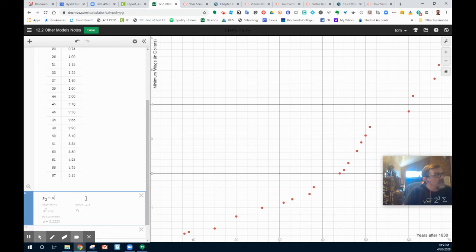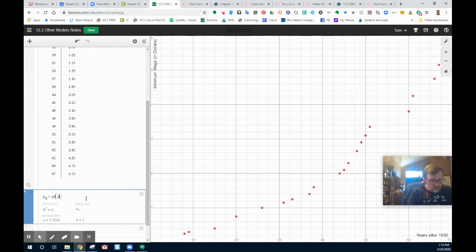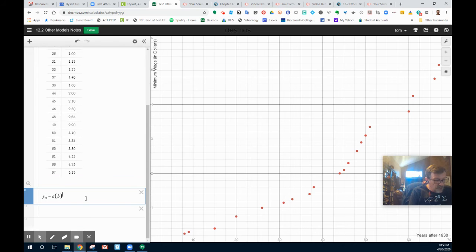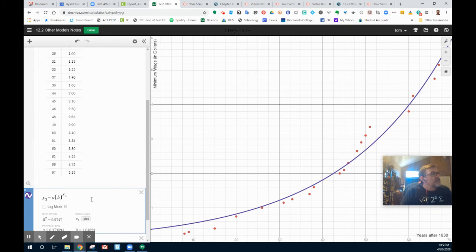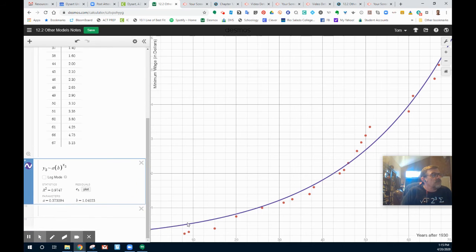Tilde A is going to be our coefficient. B, if you remember when we did exponential functions, B is our base. I'm going to put it in parentheses, and then raised to the x3 power. So you'll see it created our function. Here's our purple curve. And it's a pretty decent fit.